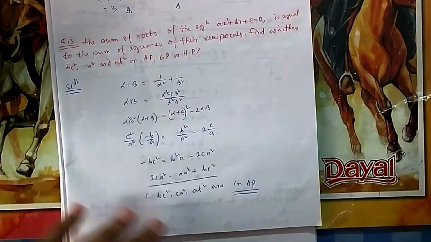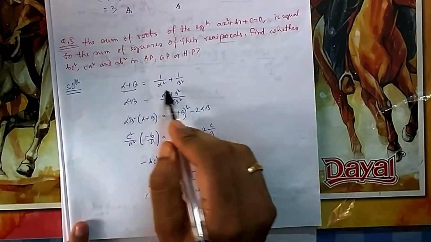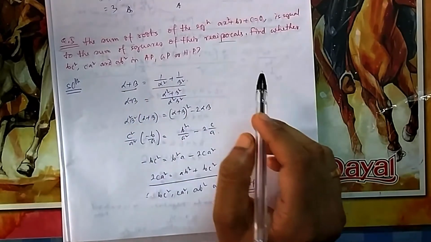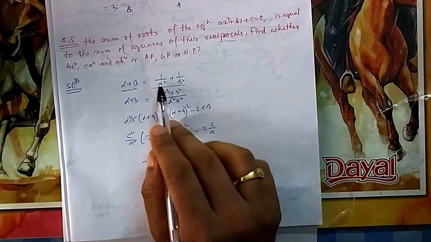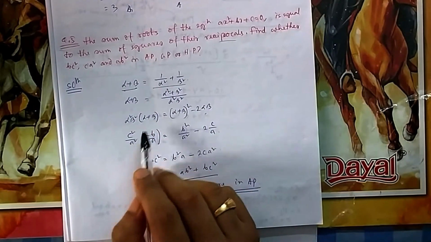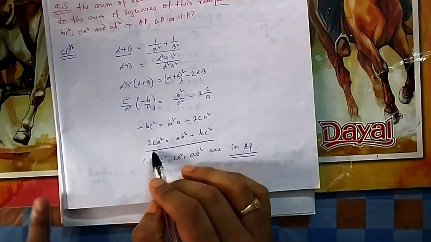Now if you come to 5, the sum of the roots of this equation is equal to the sum of the squares of the reciprocals. Find whether these are in AP, HP or GP. So you put this value, alpha plus beta, you know. For this you have to do some LCM here, and you have to write a plus b whole square minus 2ab. You know what is alpha beta, you know what is alpha plus beta. If you do that and then take the LCM, you can find this equation.